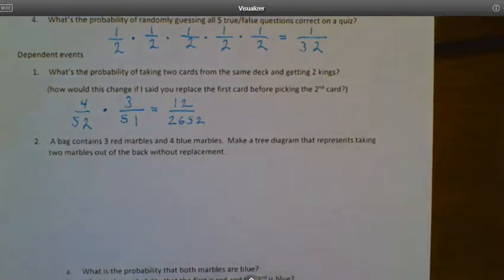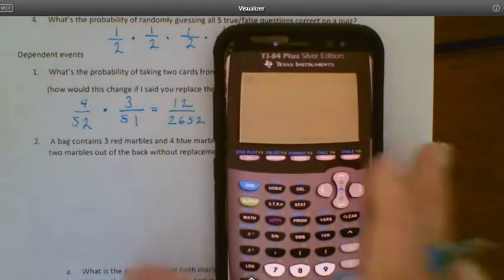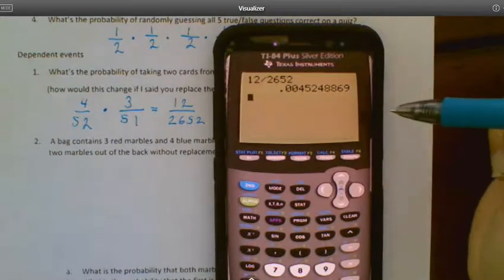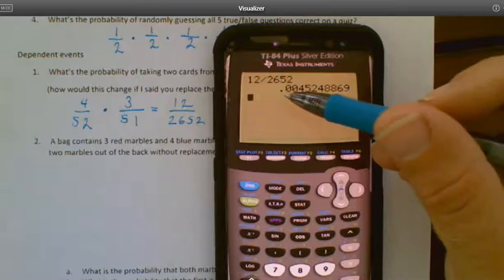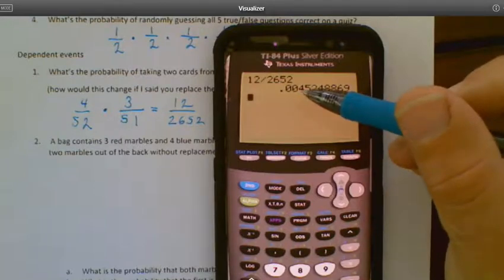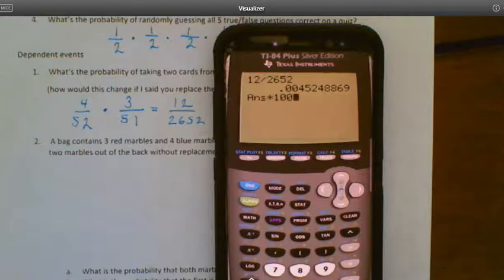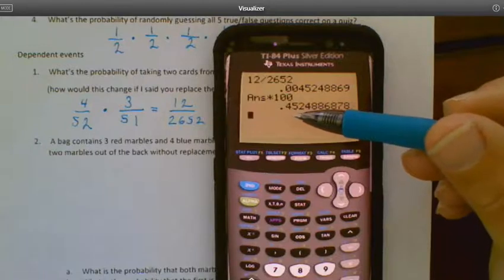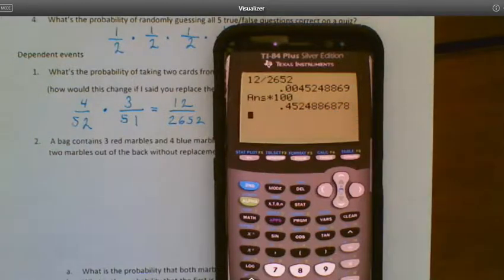And of course, we could probably reduce that, or a lot of times when you start getting into big numbers like that, it even makes more sense to turn it into a percent or a decimal. So if we actually took a look at this, 12 out of 2652. This is a super, super small number, right? If I'm going to turn this into a percent, I move the decimal 2 places over to the right. So if I move it 2 places to the right, this is the percent. It's not even half of 1%, right? So this is less than 1% chance that I would reach into a deck of cards and pull out 2 kings. So extremely unlikely that would happen.